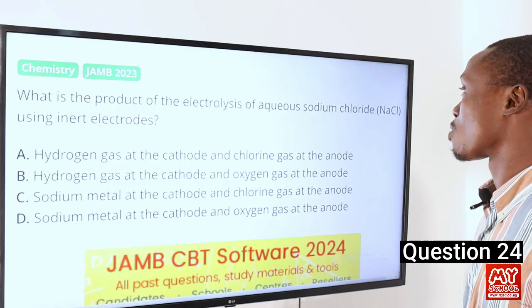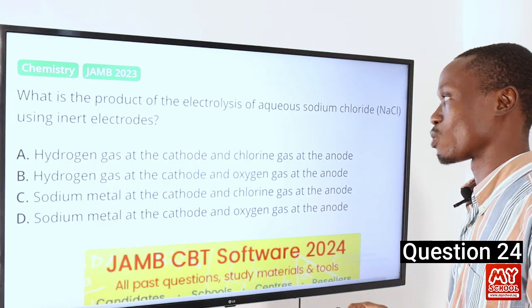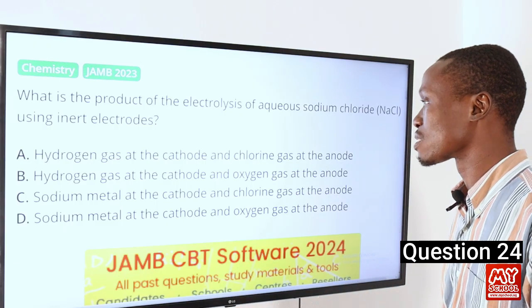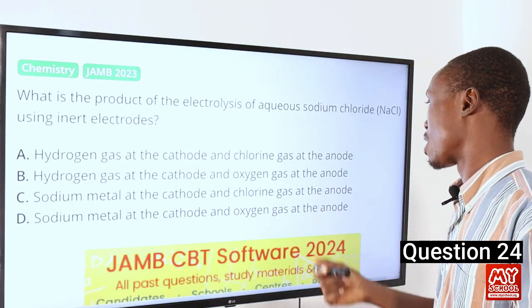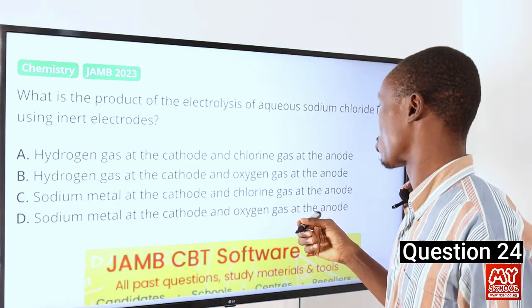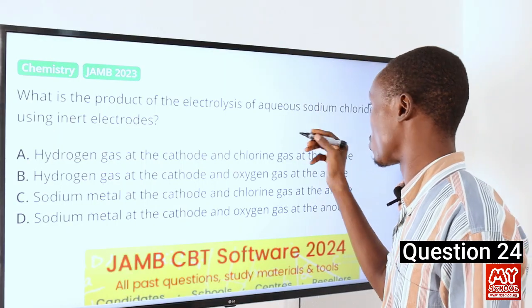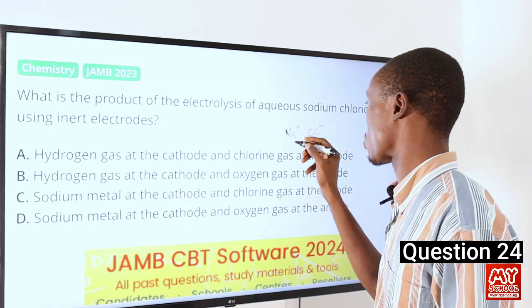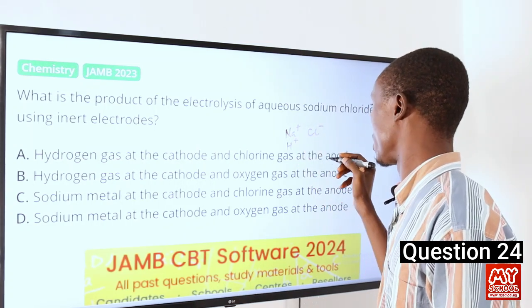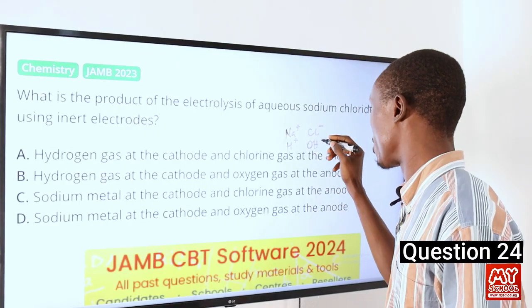So the product of the electrolysis of aqueous sodium chloride using inert electrodes will be hydrogen gas at the cathode and oxygen at the anode. But let us illustrate this on the board. For your aqueous sodium chloride, these are the ions: sodium ion and chloride ion, then we also have hydrogen ion and hydroxide ion.